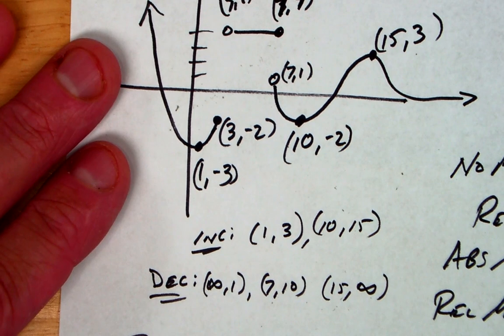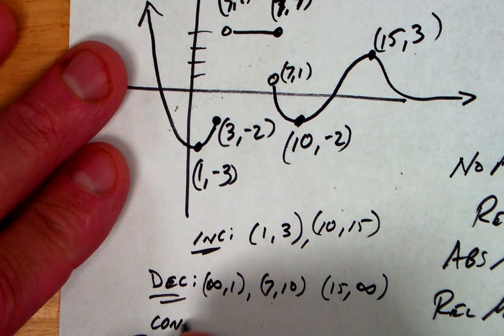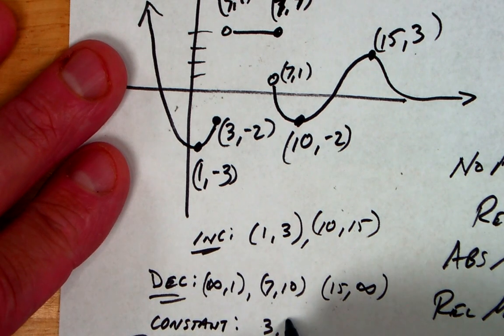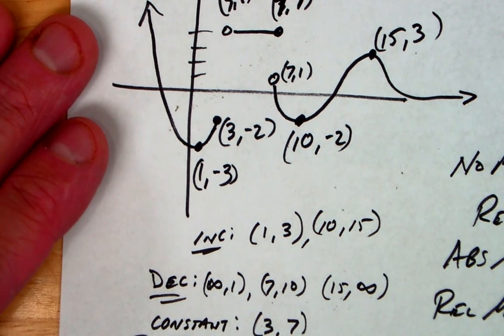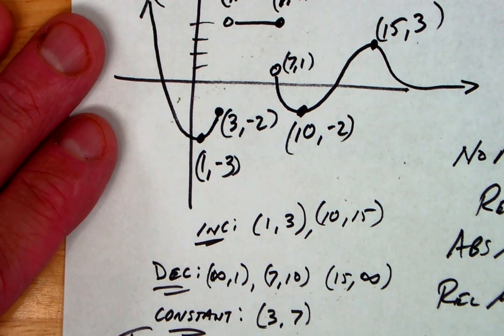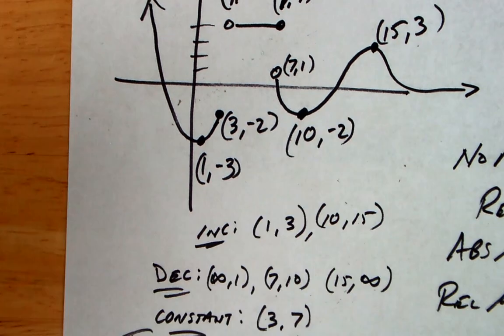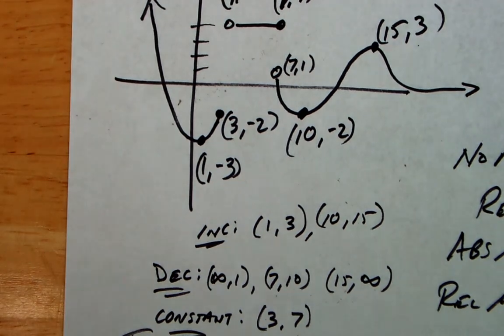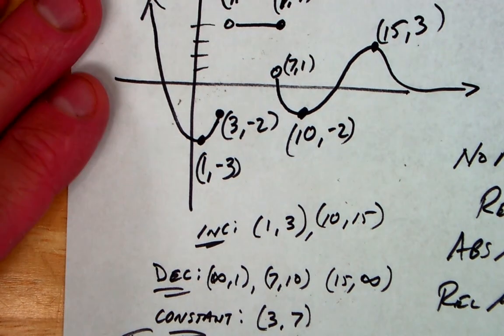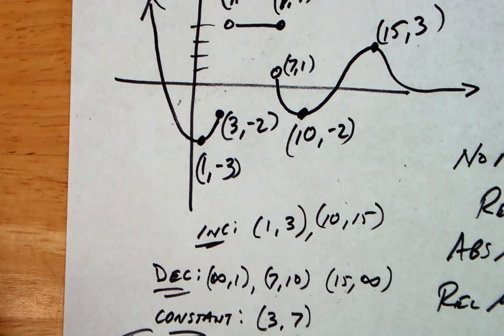It's where it's constant. 3 to 7? Wait, no, because we're looking at the y values. Think back to my weight. If my weight was steady, we'd say my weight was constant from 3 to. Okay, no, you're fine. I'm glad you're working through that. That's good.